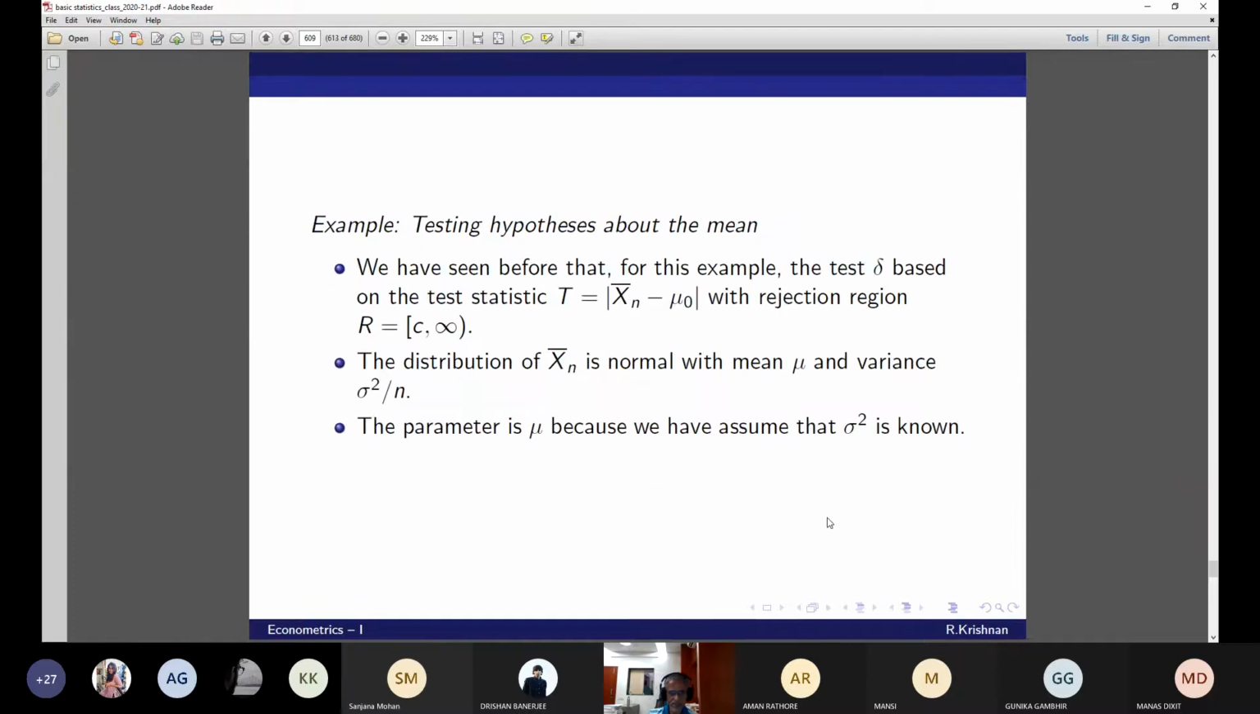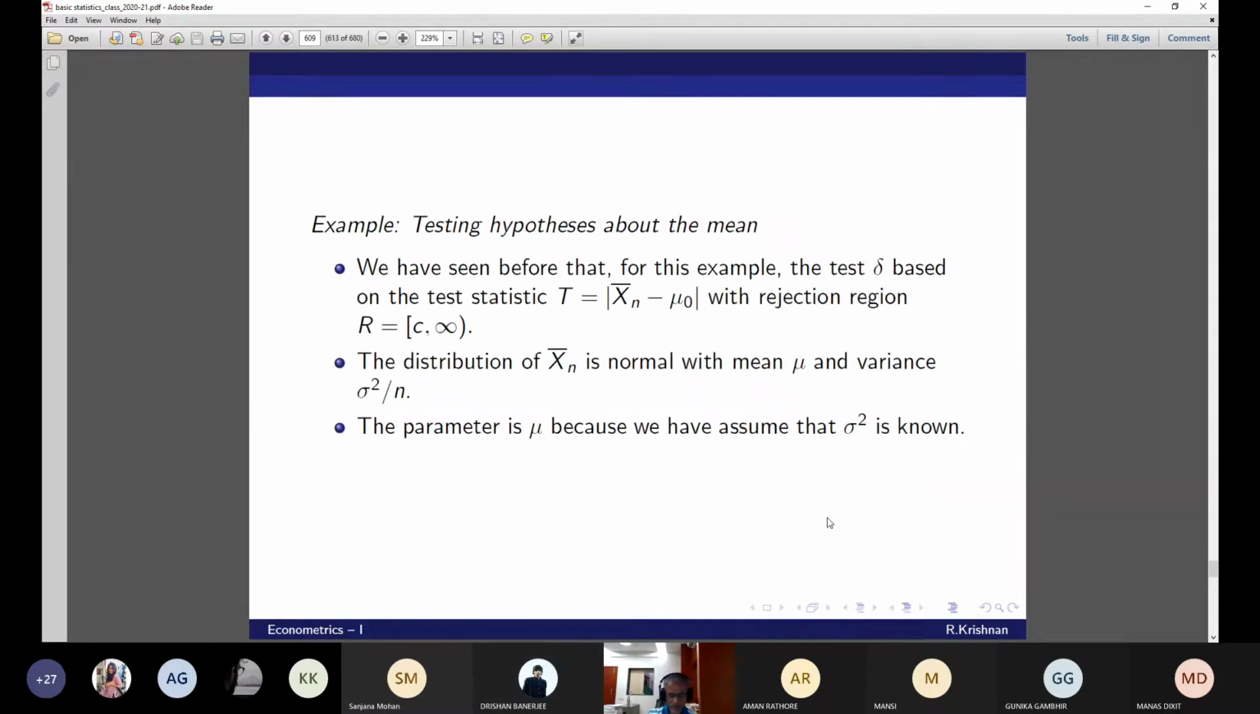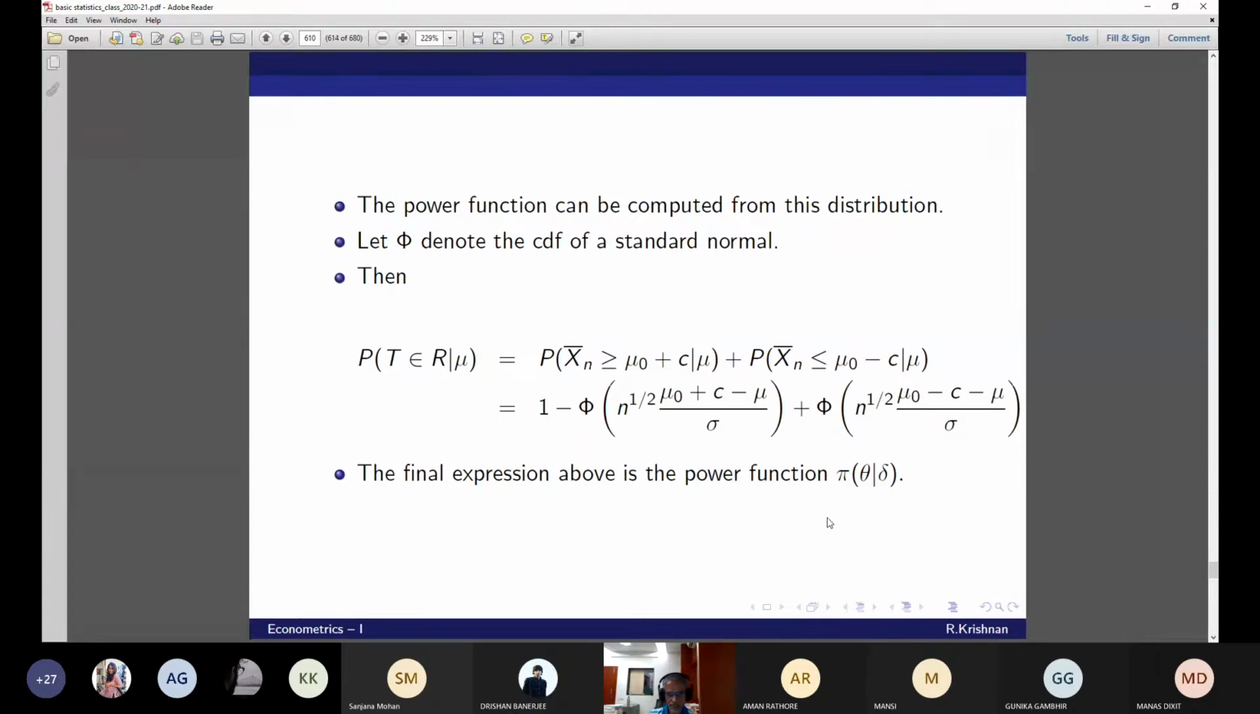Why are we doing this? Why is it 2? One is greater than and one is less than, because there was a mod. Remember? Because x bar minus mu 0, this mod would be minus c or it could be plus c, and this is it. Do you understand the second? Do you get the second equality now?